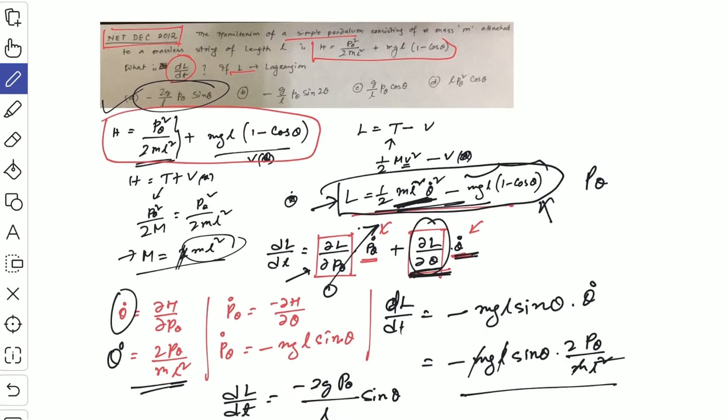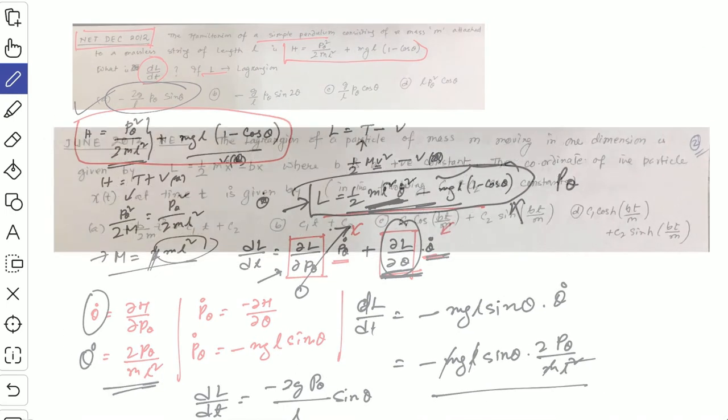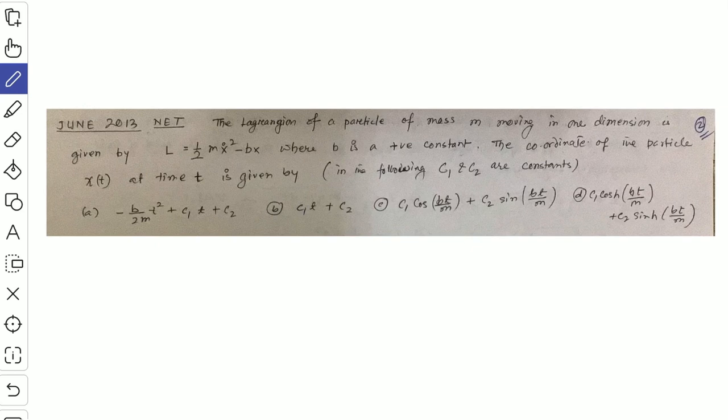So hope you have understood this. Now let's move on to the next question. Here is our next question, June 2013 NET. The Lagrangian of a particle of mass m moving in one dimension is given here, and b is a positive constant. The coordinate of the particle x(t) at time t is given by an expression where c and c2 are constants. We need to find the correct option here.